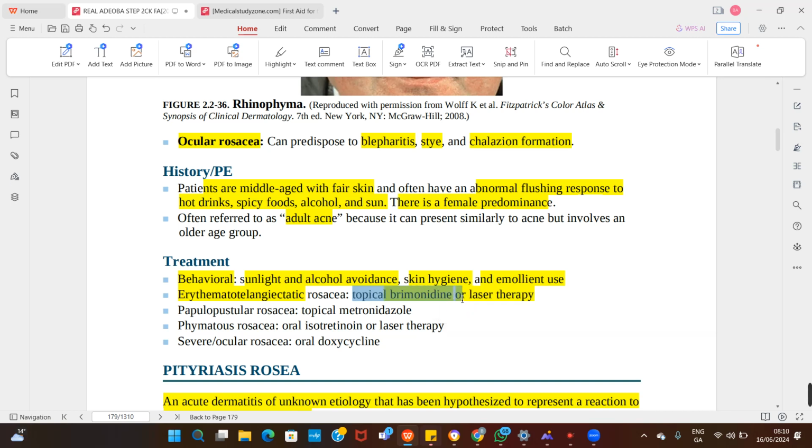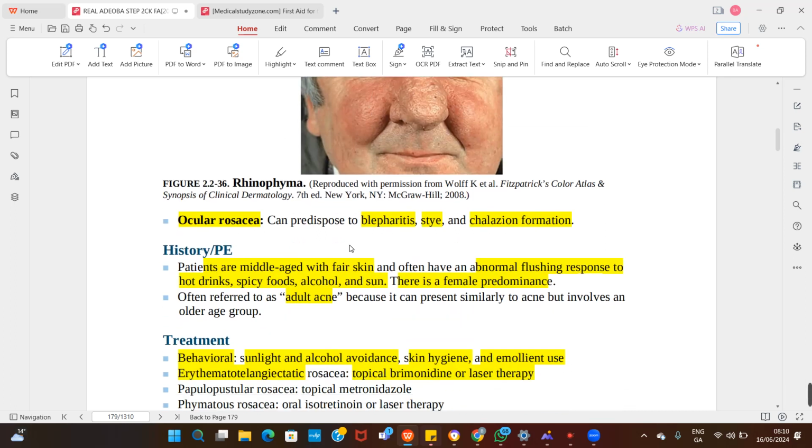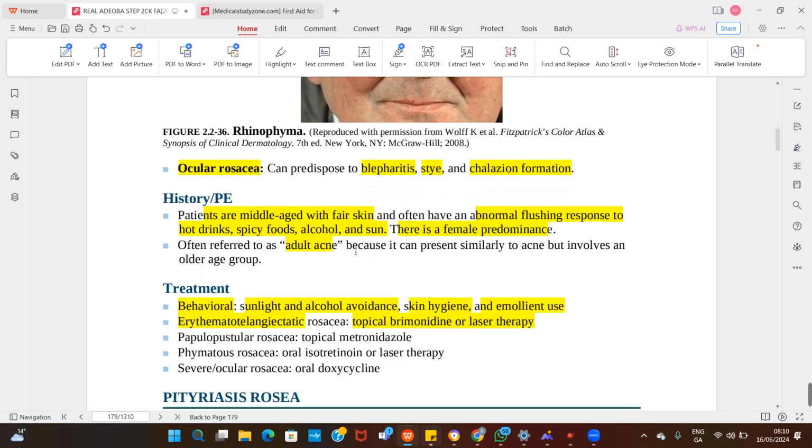But most of the time, your topical brimonidine, which is an alpha 2 agonist, will do the job. Then the papulopustular one, I just imagine that there's infection here, anaerobic infection probably. So let me give metronidazole. So for the papulopustular rosacea, you give topical metronidazole. Of course, because you are seeing pustules, just think about infection. Metronidazole is the drug of choice.